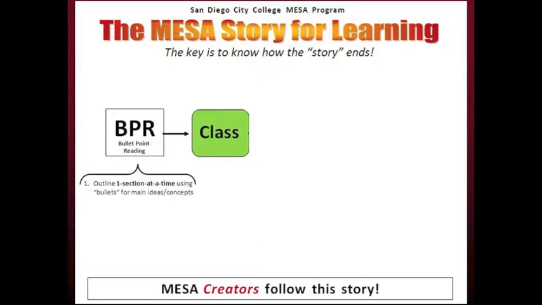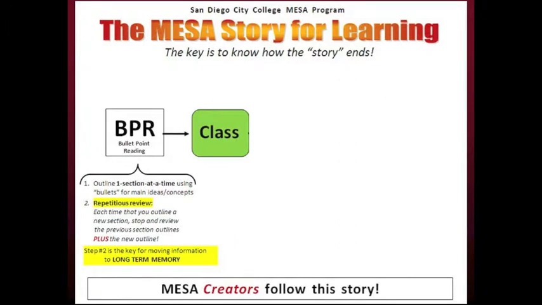BPR uses an outlining technique. In BPR, you outline one section at a time using bullets, both main bullets and sub-bullets, to capture main ideas and concepts. But the key to doing BPR is the repetitious review. Each time that you outline a new section, stop and review the previous section outlines, plus the new outline. This step is a key for moving information to long-term memory.